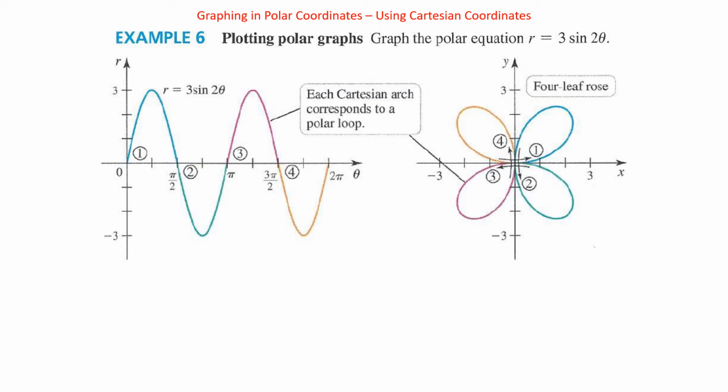And when we graph it, remember the y value is the radius. So every time it hits the axis, that means it's going to hit the origin because the radius will be 0. So we're going to start at the origin, in the first quadrant.